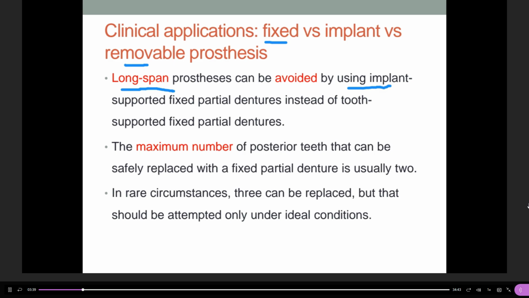So they say that the ideal or maximum number of posterior teeth which can be replaced by fixed prosthesis is usually 2. More than that, it should go for an implant prosthesis and it should not be replaced by conventional fixed prosthesis. But in some rare situations, you can attempt it when there are 3 missing teeth. So we'll look at all these situations.